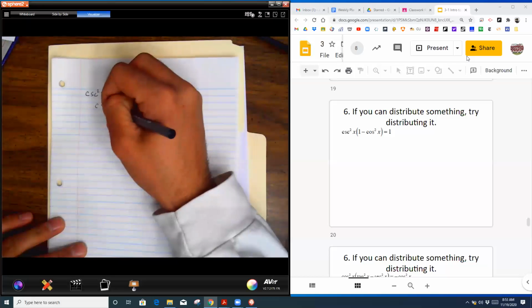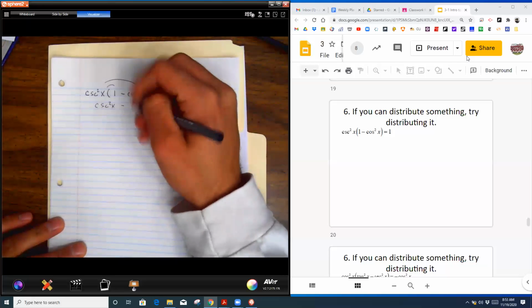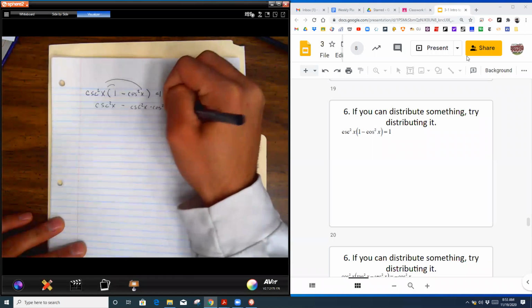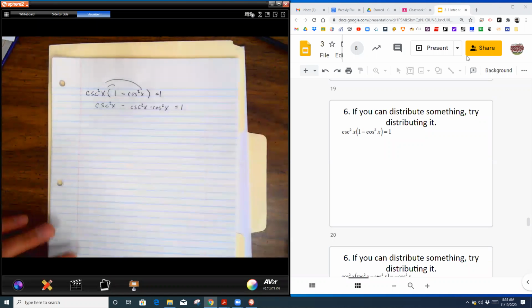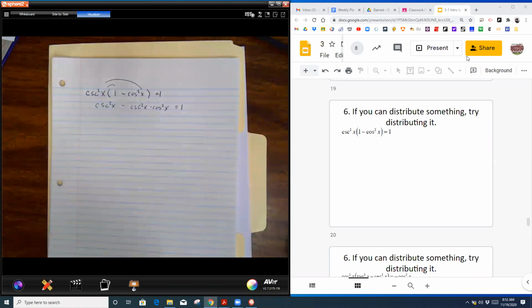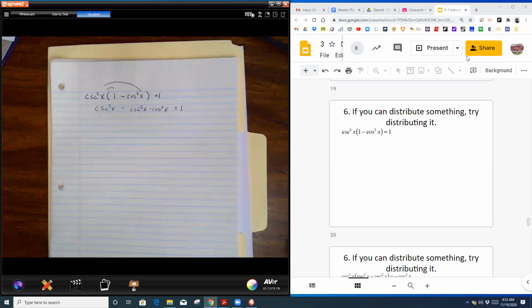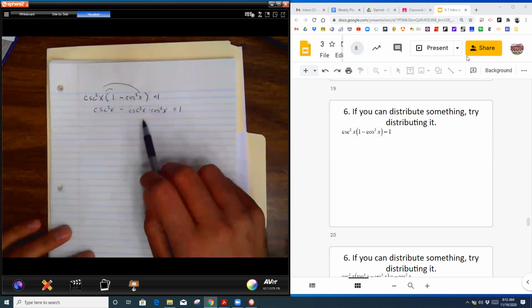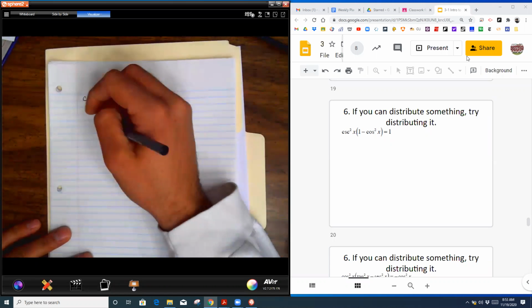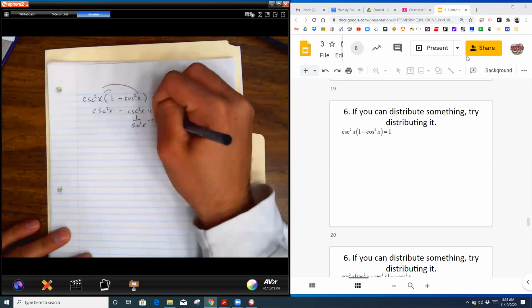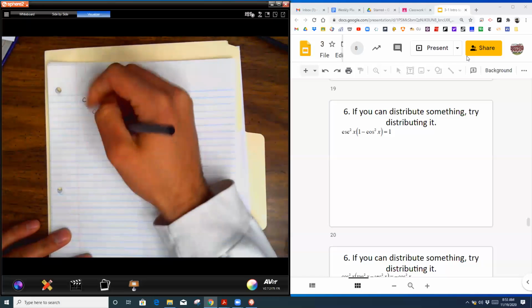So I get cosecant squared of x minus cosecant squared of x times the cosine squared of x equals 1. All right. So we got two terms on the left and then just a 1 on the right. So you probably want to use a Pythagorean identity because we have a lot of trig functions squared. So what I'm going to do is rewrite cosecant as 1 over sine. And I'm going to leave this for now.